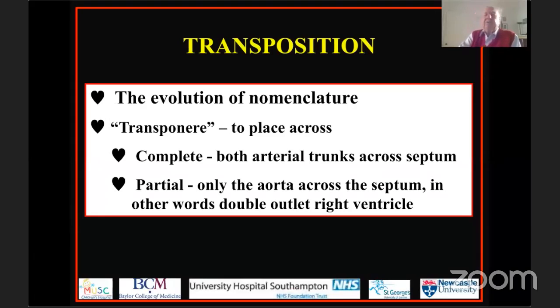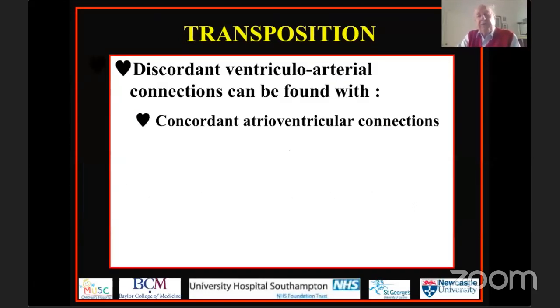Now, when I started in this field, which is now a long time ago, it was often thought that complete transposition was a suitable term for the entity we're going to discuss today. But whenever we have discordant ventricular arterial connections, irrespective of the atrioventricular connections, both arterial trunks are always placed across the septum and hence are completely transposed. So what we have to do is think about the combinations.